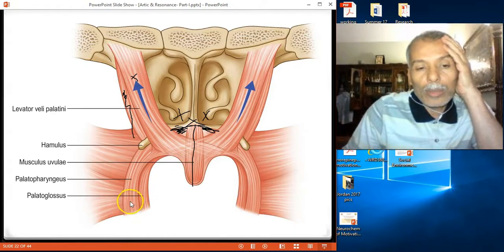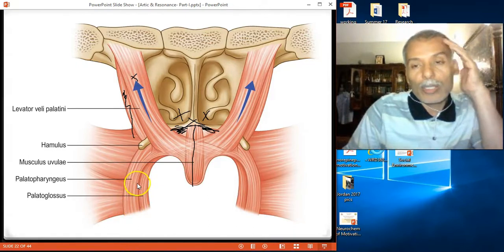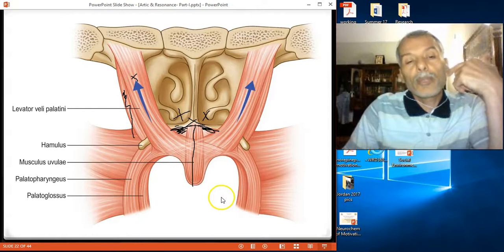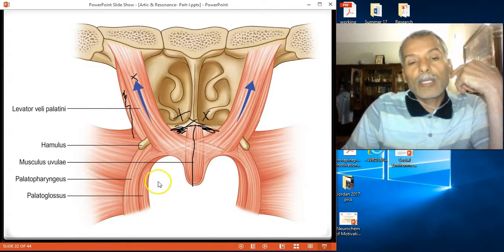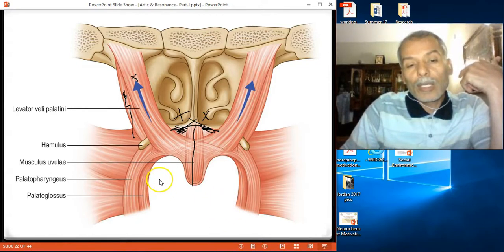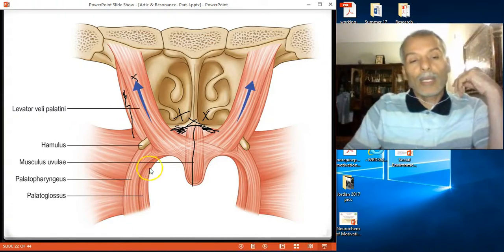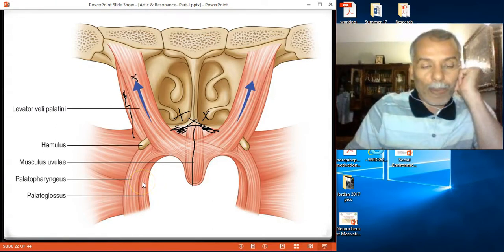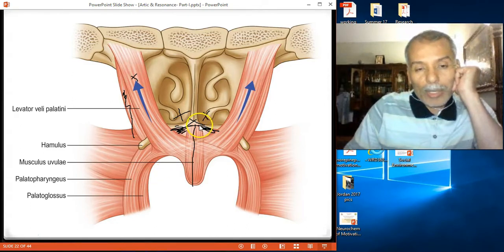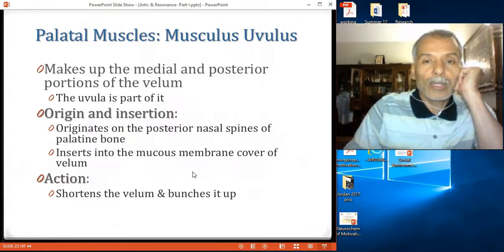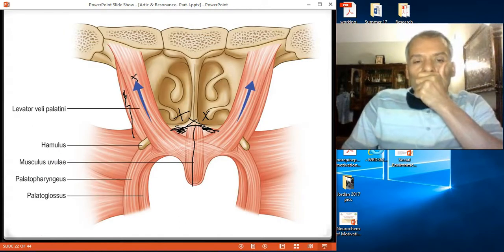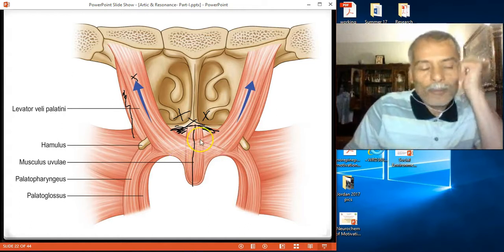Now you could see the palatal arches that I showed you in the previous few images. This is the front, and this is the back, if you look from the back. So you have two different muscles making the palatal arches. We'll come to that at some point. You could see now the Musculus uvulus, how it works here, and we'll discuss it now.